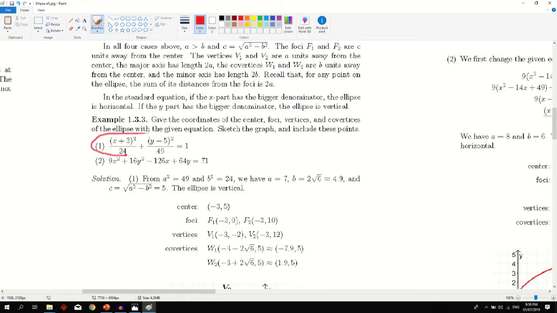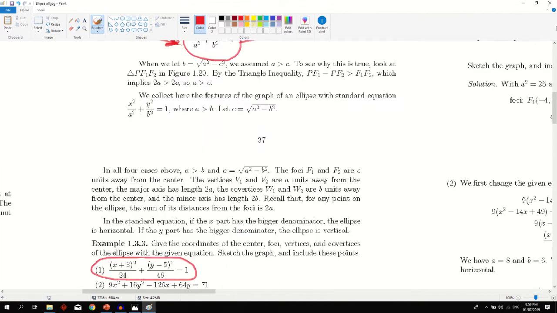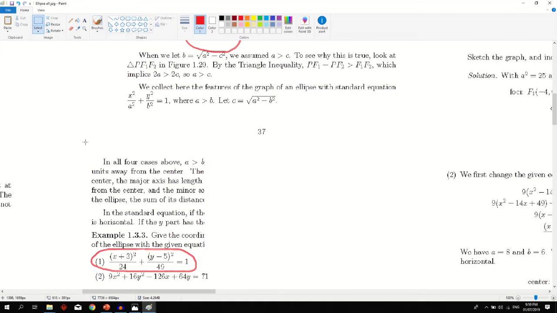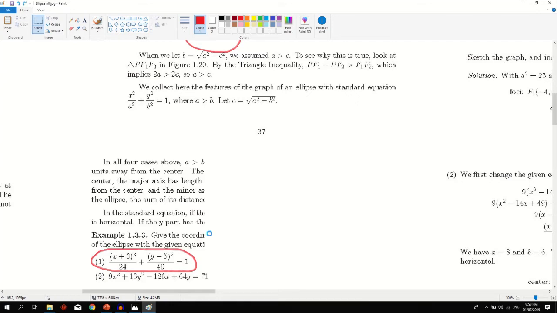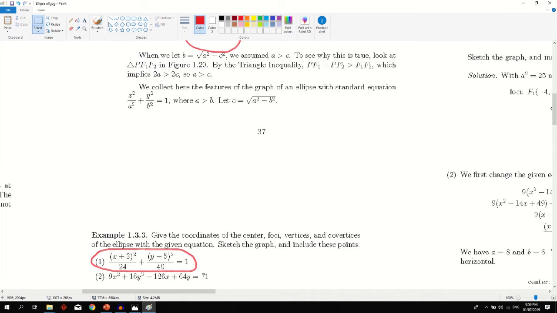Okay, so we have here an example. We already have a solution here, so we'll just make another solution over here. We'll just cut that off. Okay, so we have here, we don't need this one anymore. So: sketch the graph and include these points.